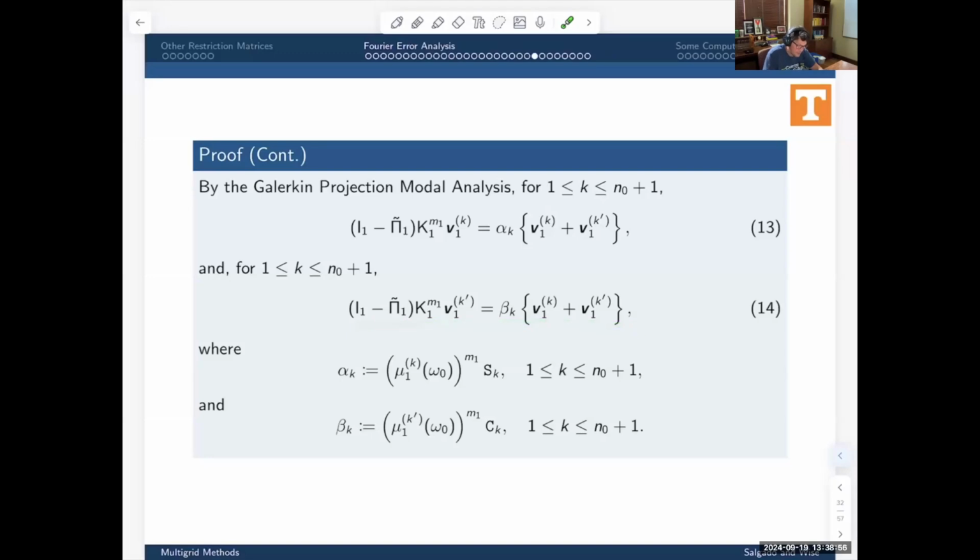The only difference is that this one maintains the modes, but it adds eigenvalues for this smoothing matrix, the error transfer matrix for the smoothing process. Remember, we called those mu1. In fact, this will give an eigenvalue of mu1 k raised to the m1 power, and this one is going to give mu1 k prime raised to the m1 power. So that's exactly what these are here.